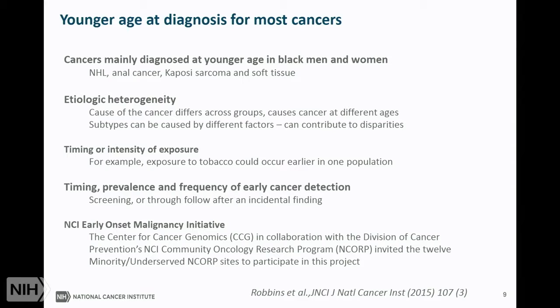And of course, there are other possibilities that we'll touch on a little bit later, looking at the timing, prevalence and frequency of early detection. Because of this very strong observation that many cancers are in fact diagnosed at an earlier age amongst African Americans, the NCI has now organized the Early Onset Malignancy Initiative, and they're working with various centers throughout the United States to try and study this in more detail to see, can we understand why these disparities occur and, understanding it, what can we actually do to intervene?